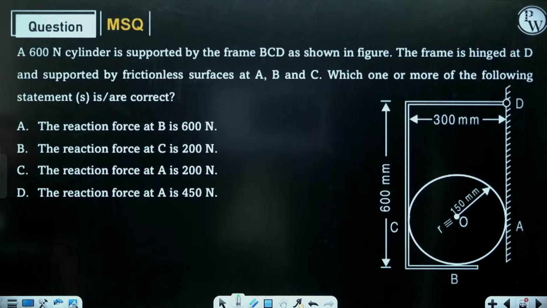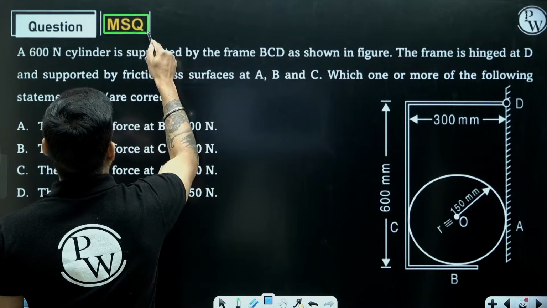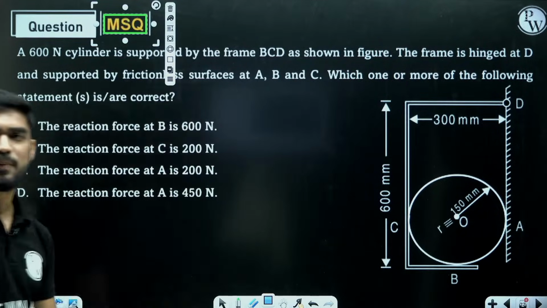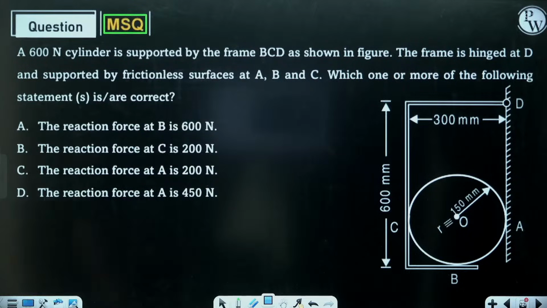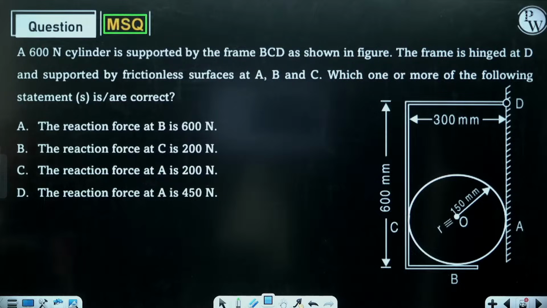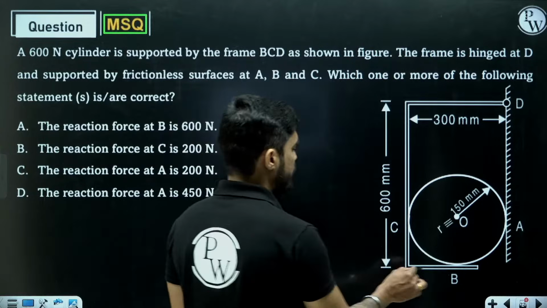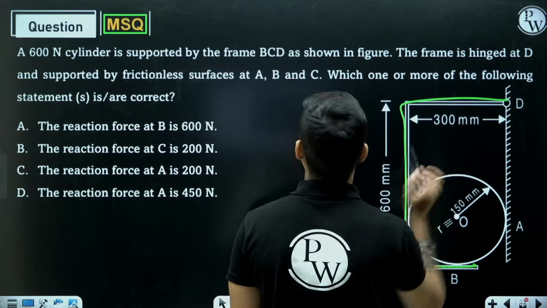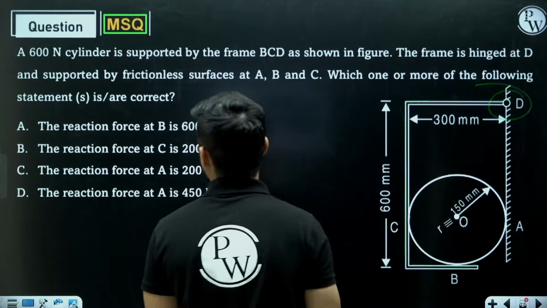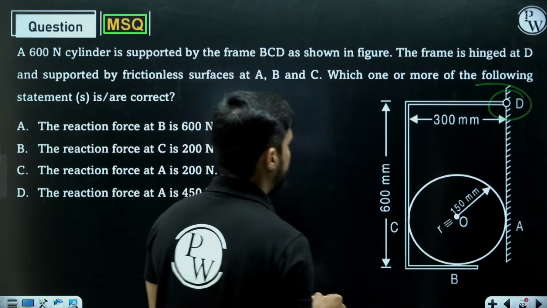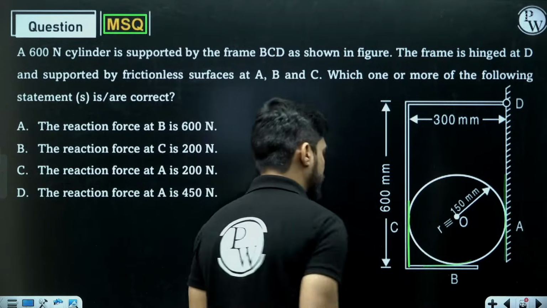Now this is another interesting question. This is an MSQ question again. MSQ question means multiple answers can be there. Now here we are going to see something interesting. A 600 Newton cylinder is supported by frames BCD as shown in figure. The frame is hinged at D and supported by frictionless surfaces at A, B and C.